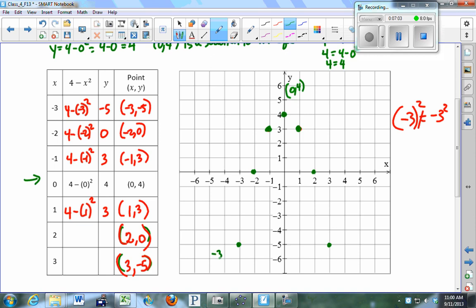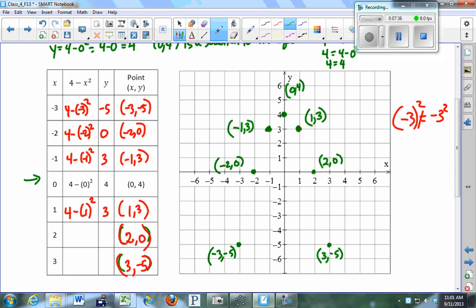But the y values were exactly the same. We had -3 here and -5. We have +3 here, and we're still at -5. We had -1 here and +3, and we have 1 here and +3. We had -2, 0, and +2, 0. What's the only point we don't have sort of a counterpart for, like an opposite of? 0, 4, because it's right on the y-axis, okay?